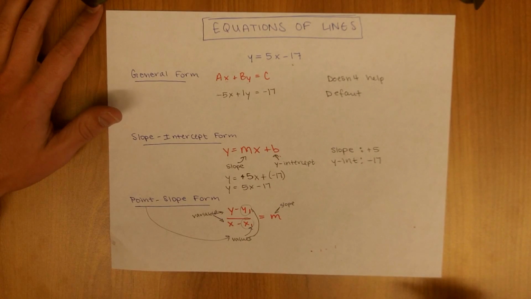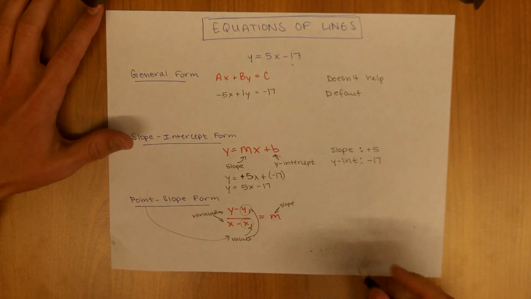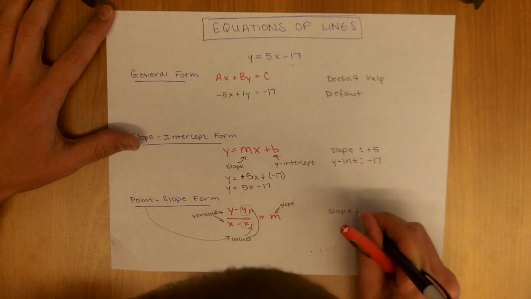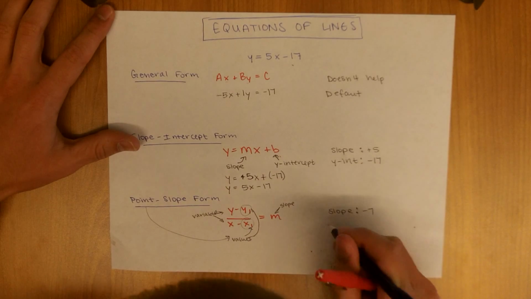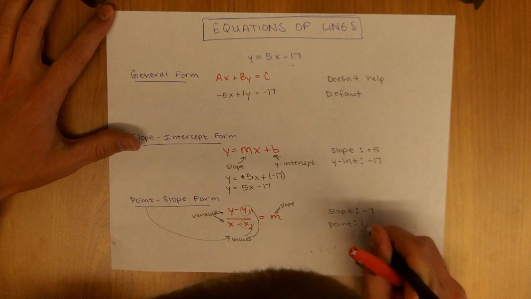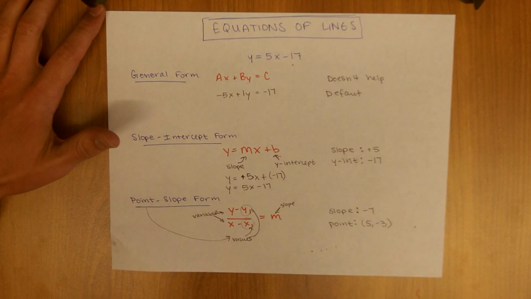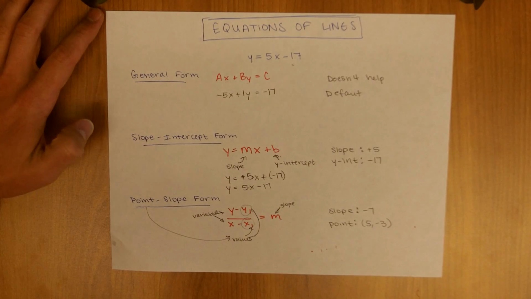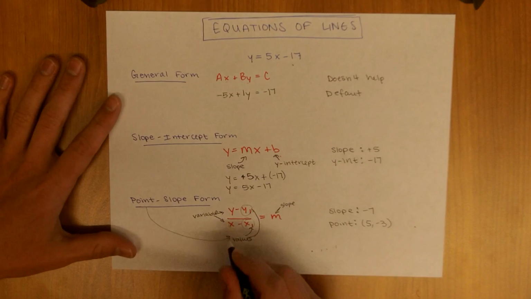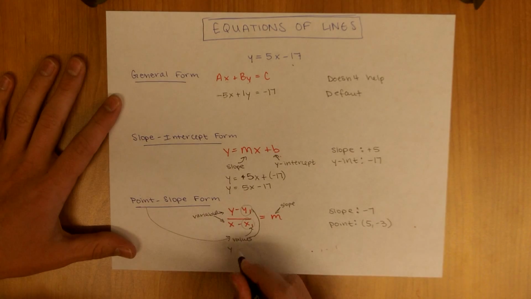So what does this look like? Why do we use this? Well, let's say we're given a slope of -7, and we're also given the point 5, -3. How this form of a line helps us is we substitute in all that we know. Well, y and x right here, the very first ones, they're just variables, so they stay the same.